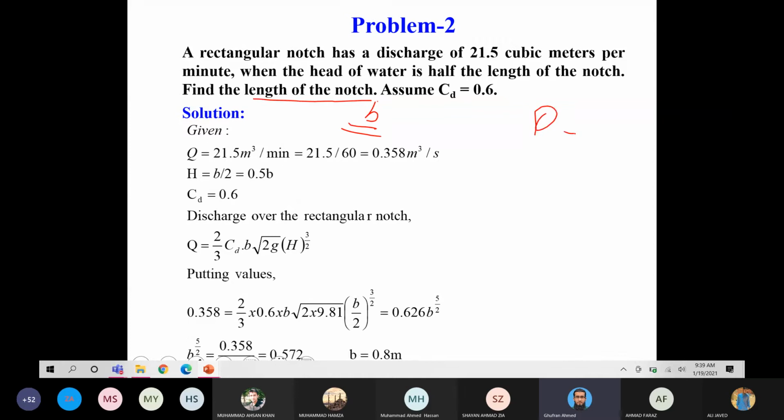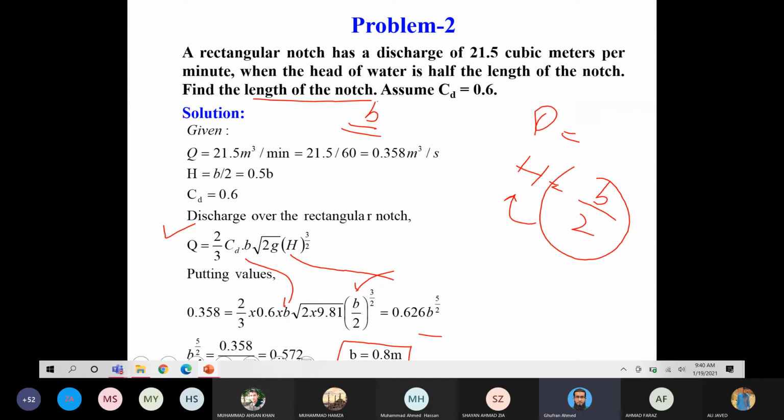Q given है. A rectangular notch has a discharge of 21.5 cubic meters per minute. Minute को हम second में convert कर सकते हैं. When the head of water is half the length of notch, अब ये क्या कह रहे हैं? Half the length of notch, b by 2. So just write b by 2 in terms of h, I mean instead of h. Q का formula ये है, बाकी सारी चीजें given हैं, h को हमने b by 2 कर लिया, b को as it is रहने दिया, equation को just solve करना, you will get this b. Theek ho gaya? Yes, sir.